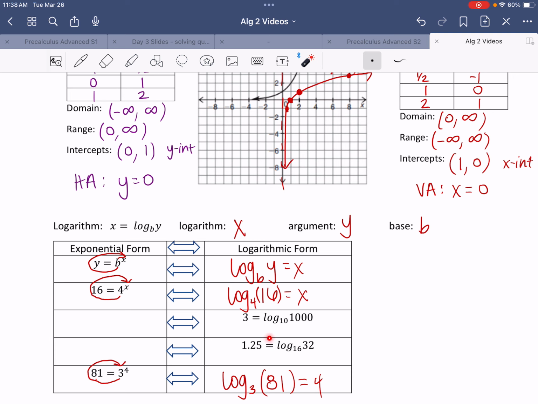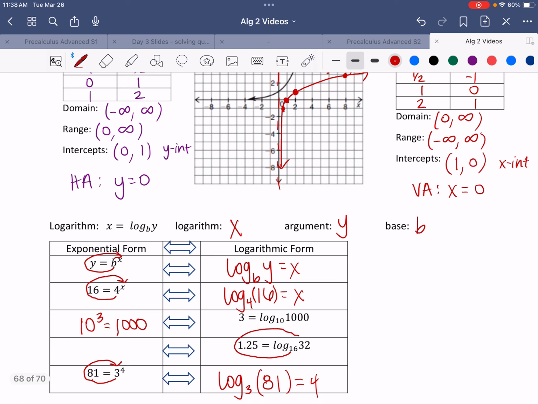So if I start with a log, I can start with the base and also loop around. So I could do 10 to the 3rd power equals 1,000. Oops, let's not do that backwards. Start with the base: 10 to the 3rd power equals 1,000, and 16 to the 1.25 equals 32. Okay, these should be true statements every time.